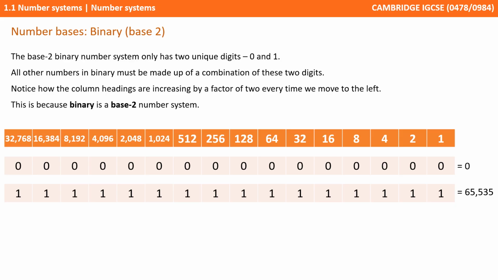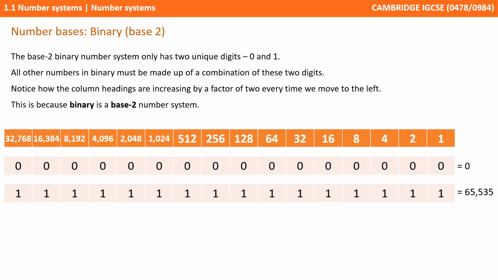To represent bigger numbers, you obviously need to add more columns. In the exam, you need to be able to read, write and understand numbers of up to 16 bits in size, so that's 16 columns. This obviously gives us a range of numbers that you'll need to be able to represent.